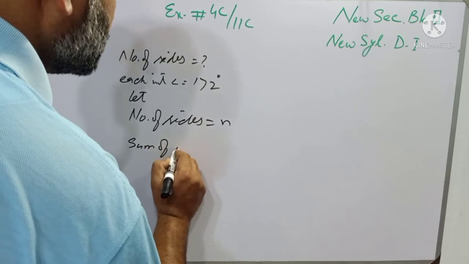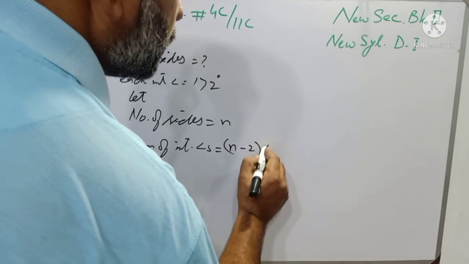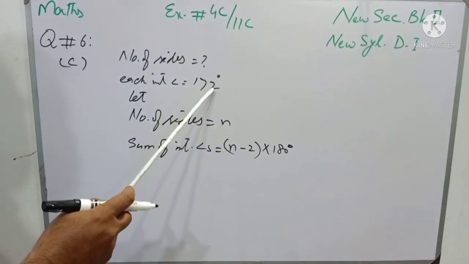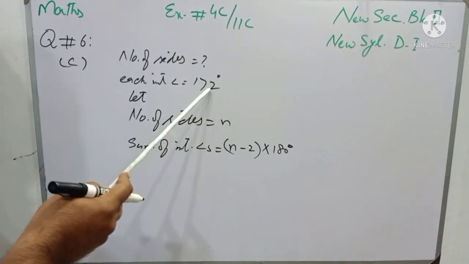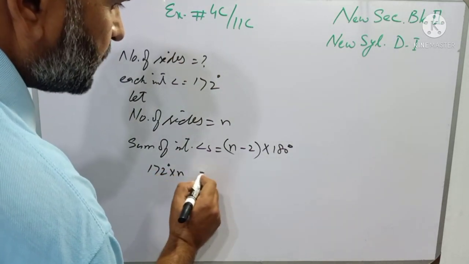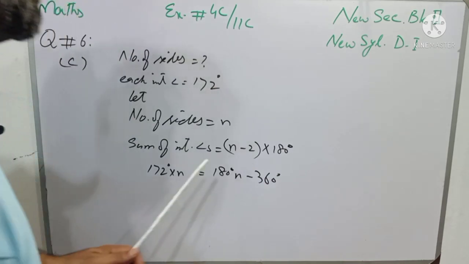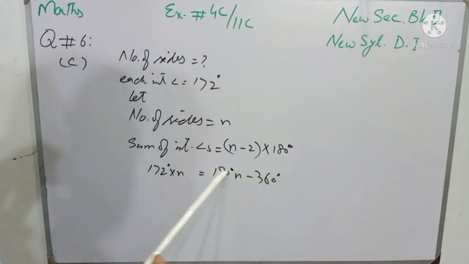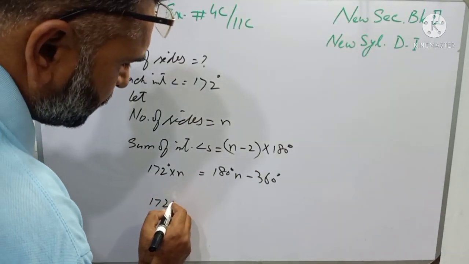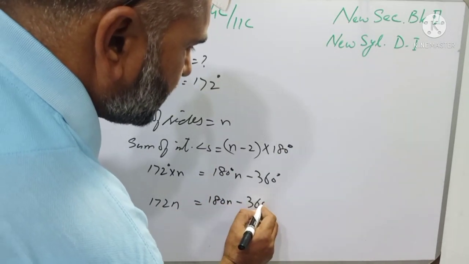Sum of interior angles is equal to (n minus 2) into 180 degrees, and students, we have to add 172 for n number of times. So students, it will become 172 degrees multiplied by n is equal to 180 degrees n minus 360 degrees, and all the three terms have degrees, so degrees will be cancelled, and I will write 172n is equal to 180n minus 360.